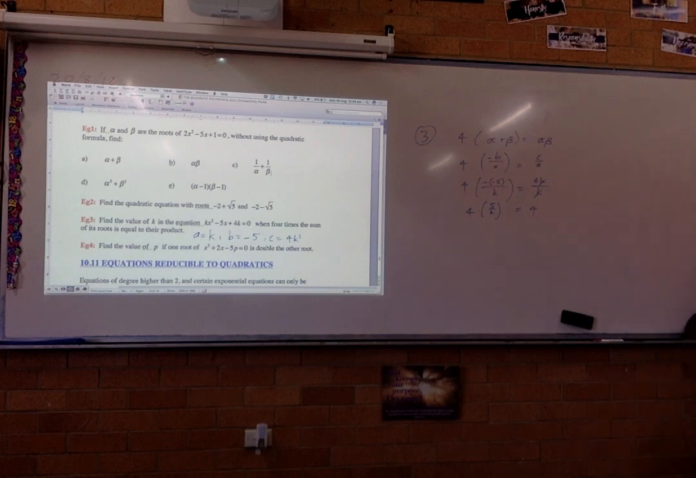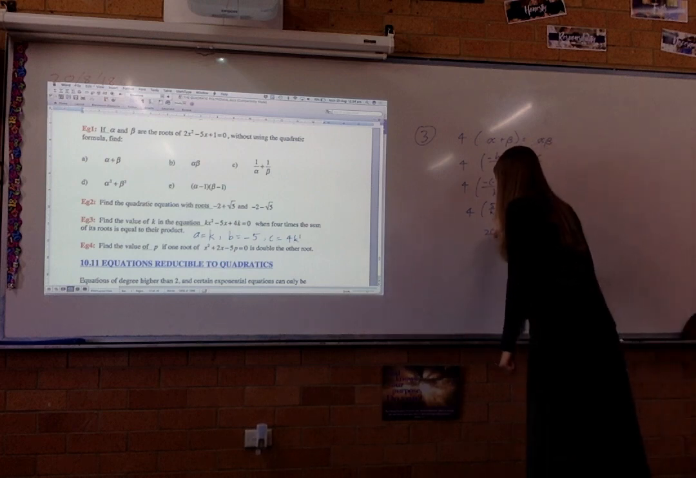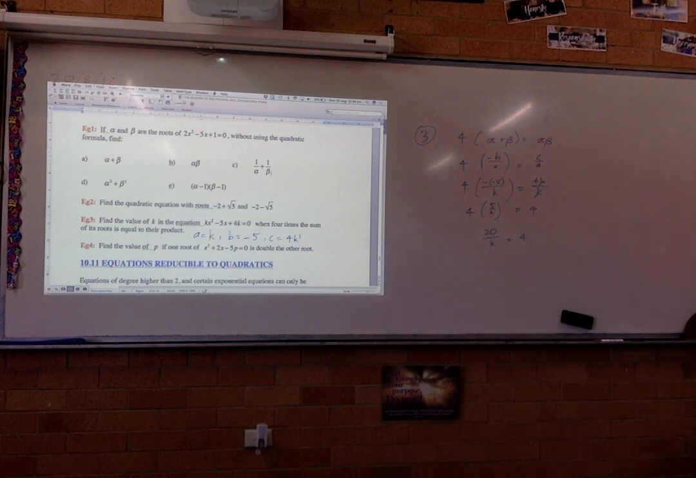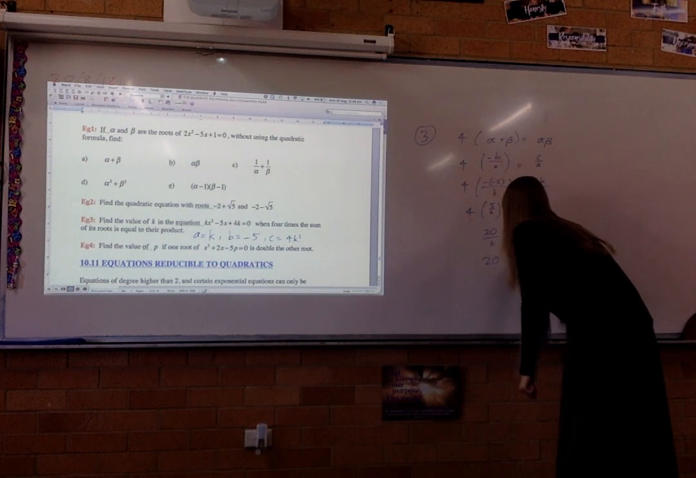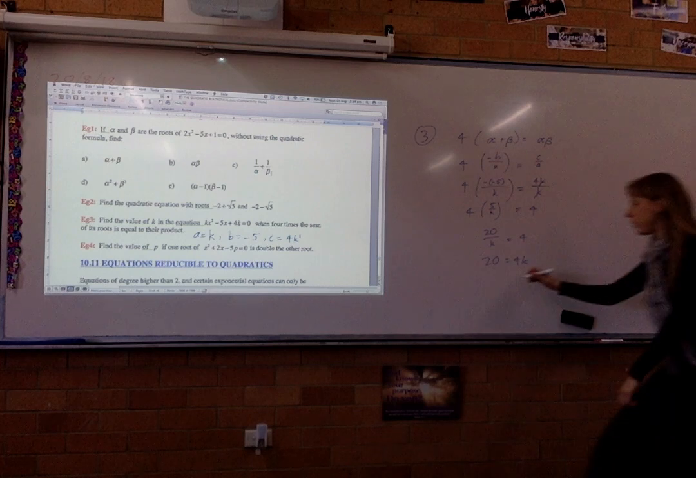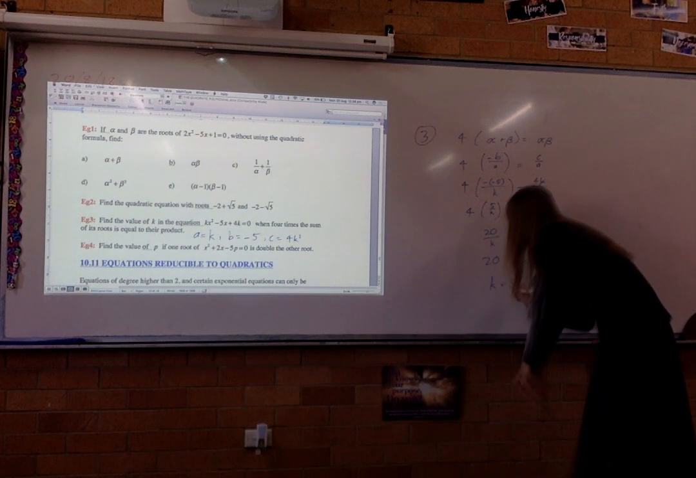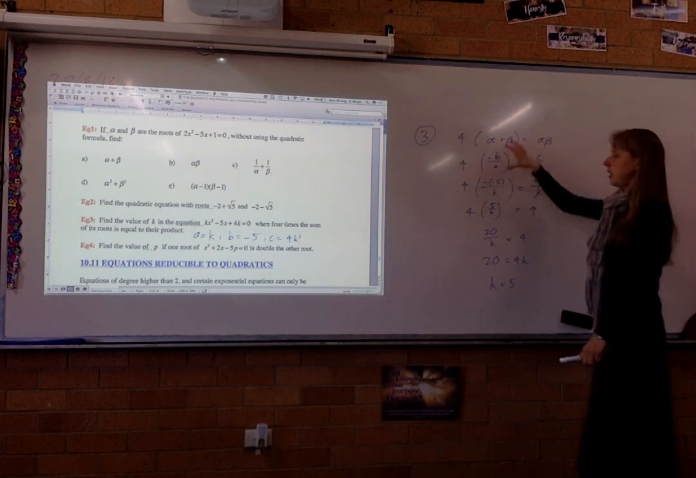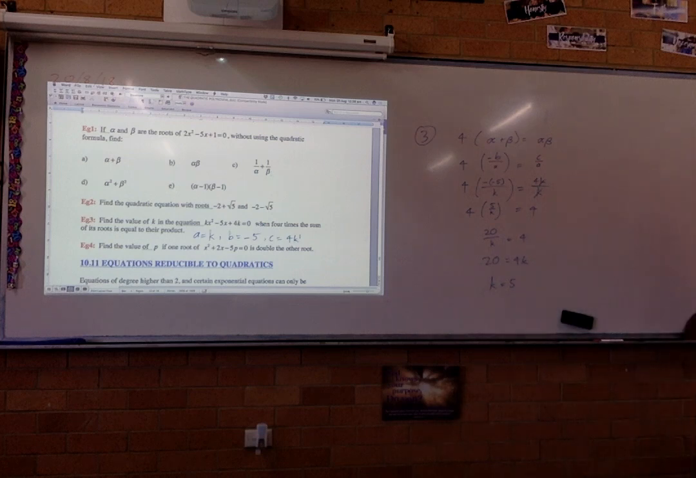Getting pretty close here. 5 times by 4, 4 times 5 is 20. So that's 20 over K equals 4. What about if I multiply both sides by K? 20 equals 4K, and I think you can see the last step. What does K equal? K equals 5, and we've just worked out the problem. K equals 5, and we're done. That's cool. It sounds scary and hard, but that's actually fairly straightforward. So if you use the sum and product of the roots, it's not that hard.